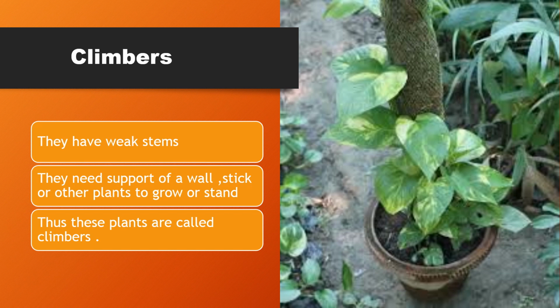Can you see this picture? The plant is taking the support of a stick. Yes children, what is it? Climber. Why? Because the stem is so weak and the plant cannot stand straight, so it needs help. So climbers take the help of a wall or stick so that they can grow. Climbers, what do they need? They need help to grow because they have a weak stem. They don't have a strong stem. Okay children?